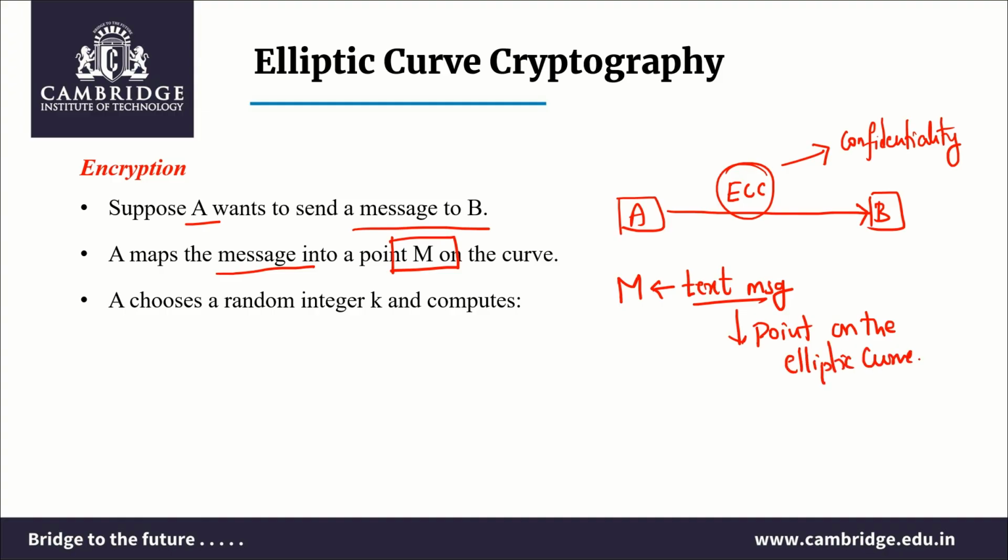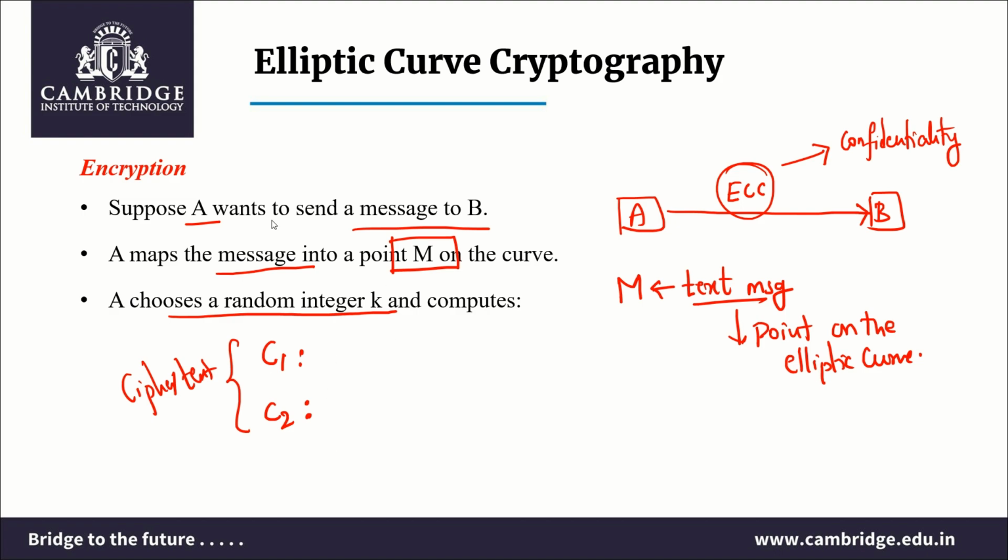Okay, so this you have to remember. Also, what A does is it chooses a random integer k and it computes two parameters. One is C1 and another one is C2. Together, C1 and C2 form the ciphertext.